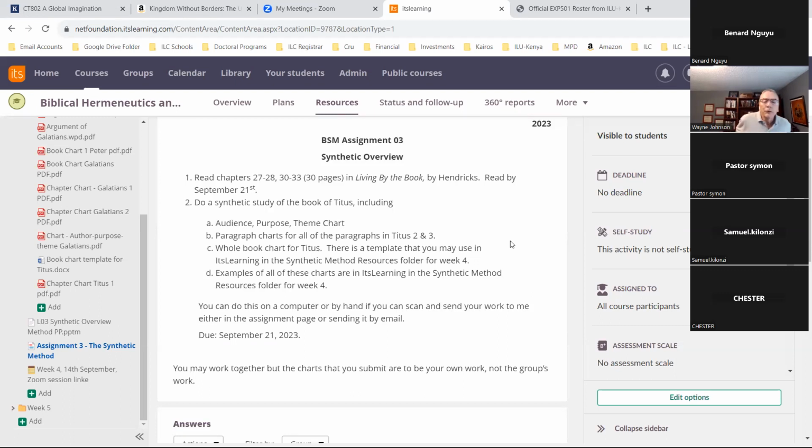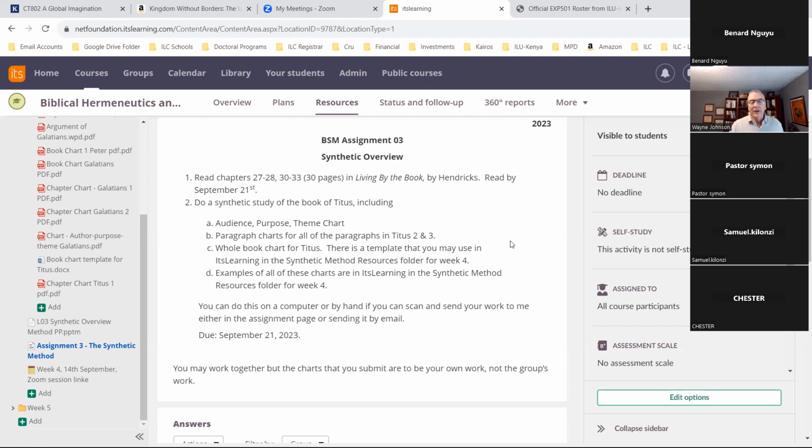And then you're going to do paragraph charts for all of the paragraphs of Titus 2 and 3. I'm going to have you look at Titus 1, and see what you think. I've already shown you how I did it for Titus chapter 1, but you're going to have to do a book chart for the whole book of Titus. So take a look at the paragraphs in chapter 1.